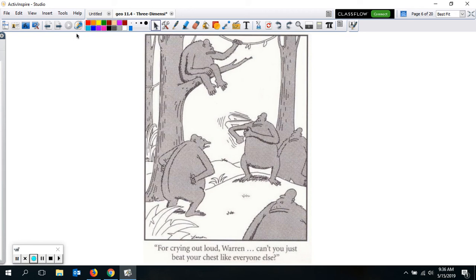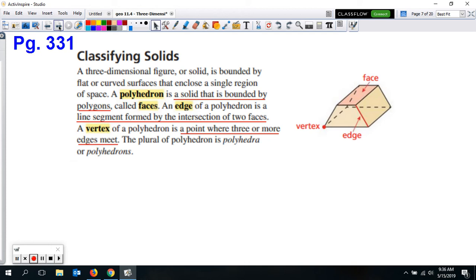All right. Let's get into looking at these different solids here. Classifying solids. On page 331, we're going to see three-dimensional figures or solids are bounded by flat or curved surfaces that enclose a single region of space. So the first vocabulary is a polyhedron. A polyhedron is a solid that is bounded by polygons.